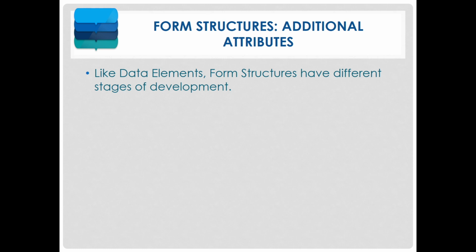Like data elements, form structures have different stages of development. They can be in draft status, which is created by a user and can be seen by the creator and those given permission. It can be easily modified. Awaiting publication, the user has the finalized form structure and submits it to FITBIR operations for review. Changes can still be made, but you must contact FITBIR operations. Finally, a published form structure has been approved by FITBIR operations. These forms can be seen and used by other users.